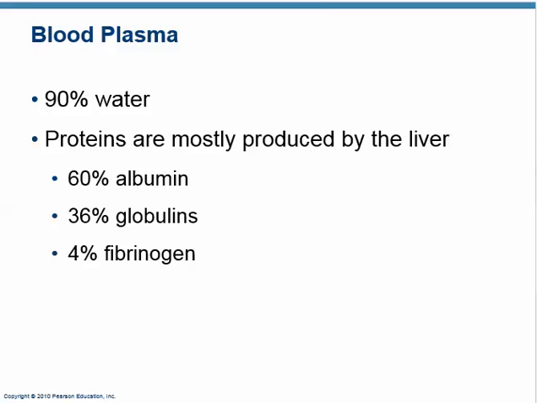And there's a bunch of proteins that are in that water. The proteins, really, there's 3 really important ones, and then there's a bunch of other fairly minor ones. But this is, again, a list of 3 important proteins that are found in blood plasma. The number one most important, and the one that is the most prevalent at 60%, is albumin.